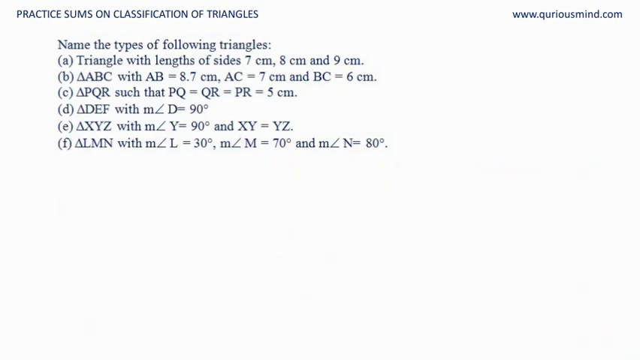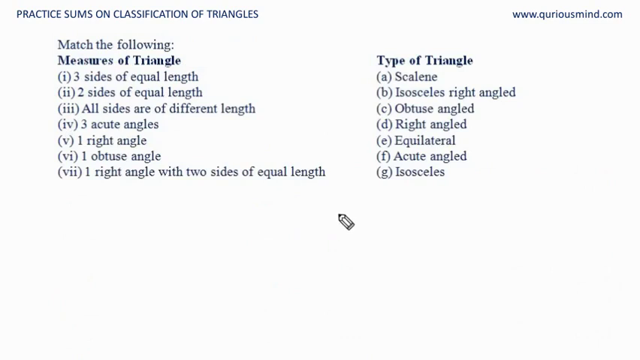Let's do the next one. Match the following. One side we have measure of triangles and the other side type of triangle. So three sides of equal length is an equilateral triangle. Two sides of equal length is certainly an isosceles triangle. All the sides are of different length, that is a scalene triangle.